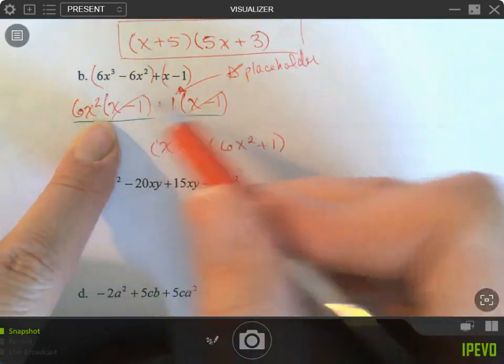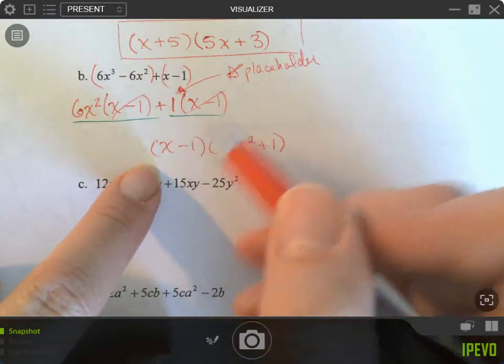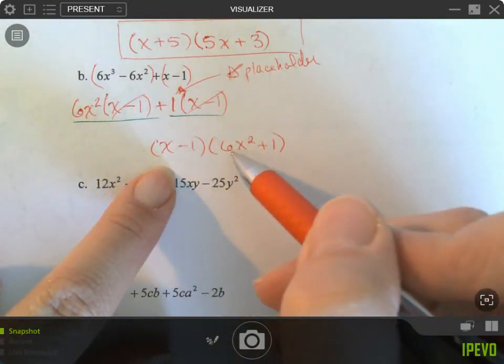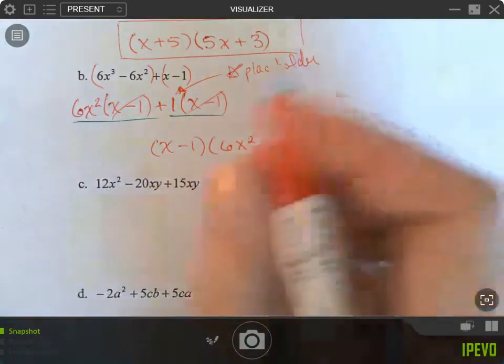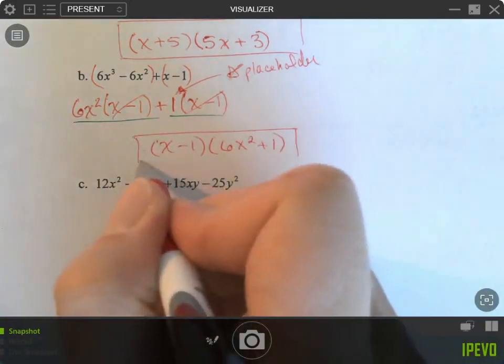So again, these both have the x minus 1. It comes out front. If I would take this and redistribute it, I get it back. If I take this, redistribute it, I get that piece back. All right, look at the next one.